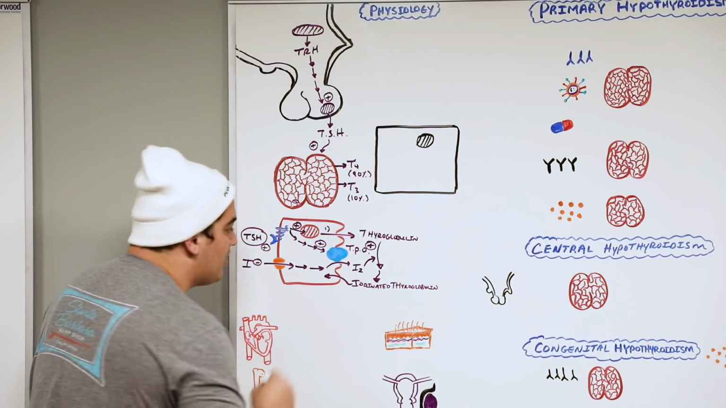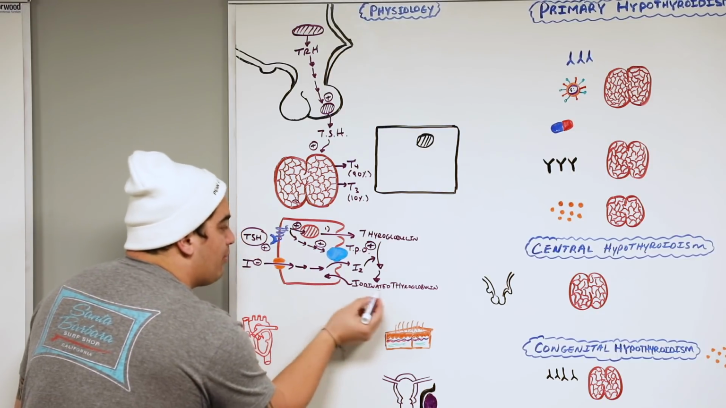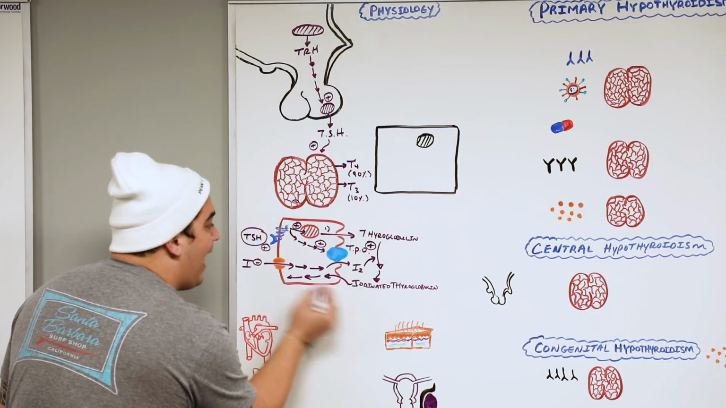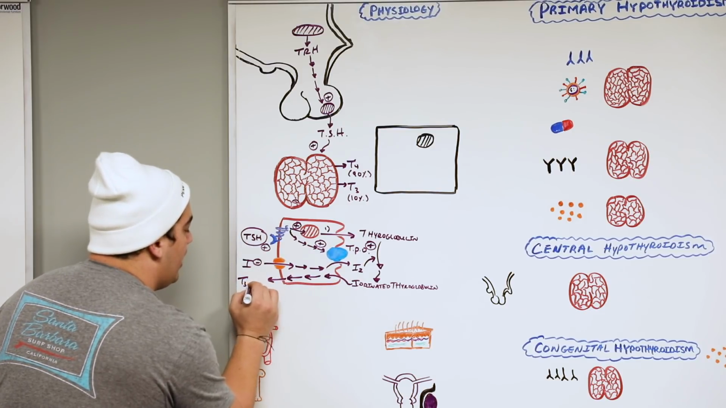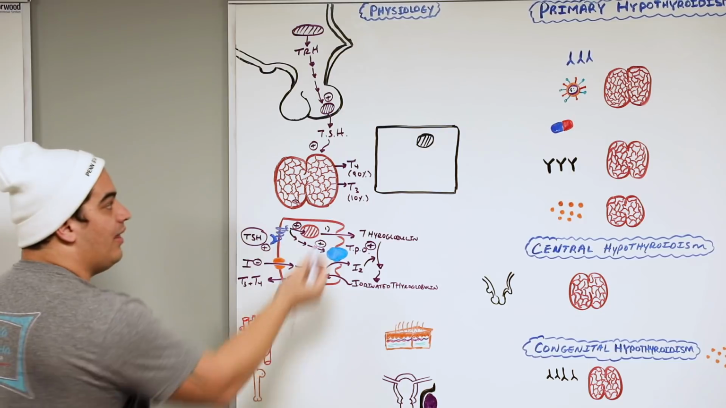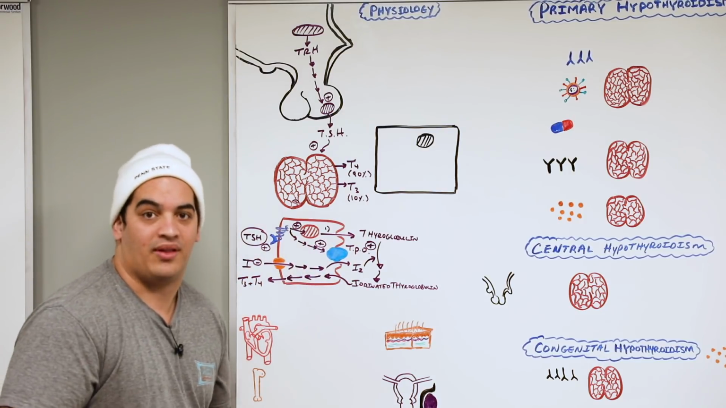After we bring it back into the follicular cell, we utilize proteolytic enzymes that cleave out of the iodinated thyroglobulin what hormones? T3 and T4. That's where we get that T3 and T4 from the thyroid gland.